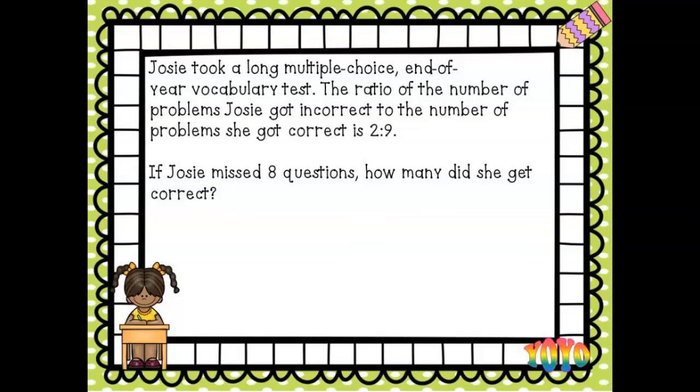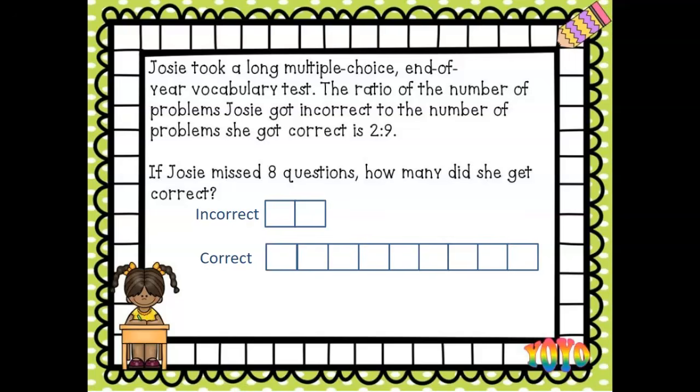Josie took a long multiple choice end of year vocabulary test. The ratio of the number of problems Josie got incorrect to the number of problems she got correct is 2 to 9. If Josie missed 8 questions, how many did she get correct? Well, first let's set up our tape diagram. You should be doing this on your paper. We've got incorrect and correct. 2 for incorrect, 9 for correct.